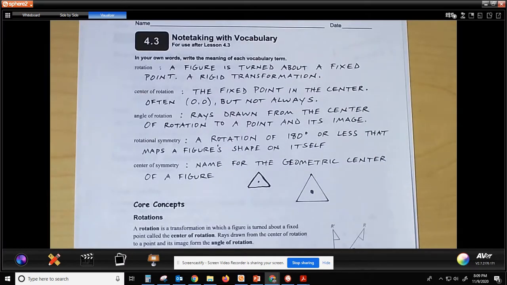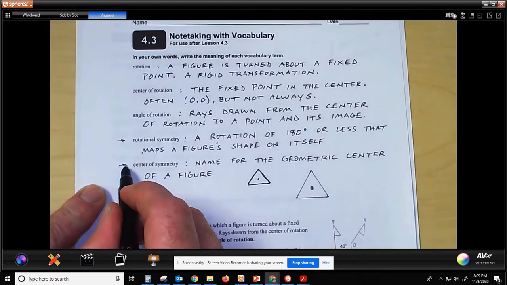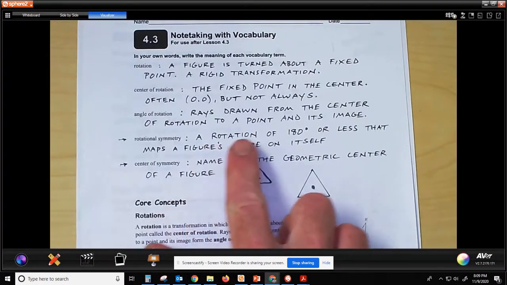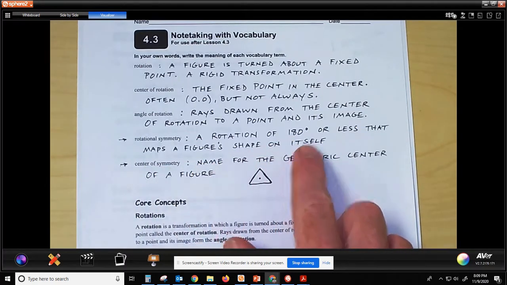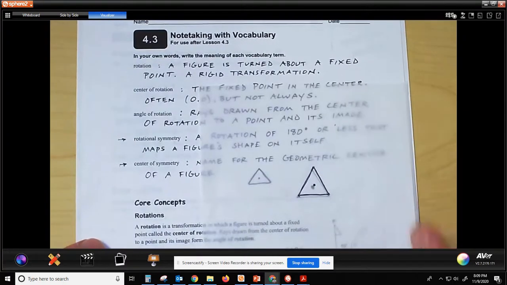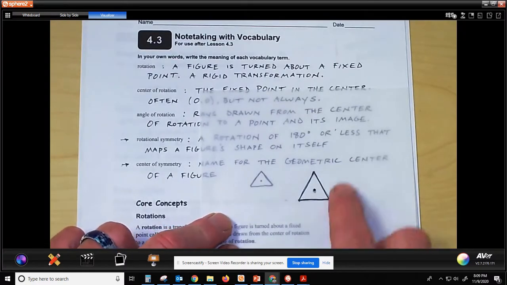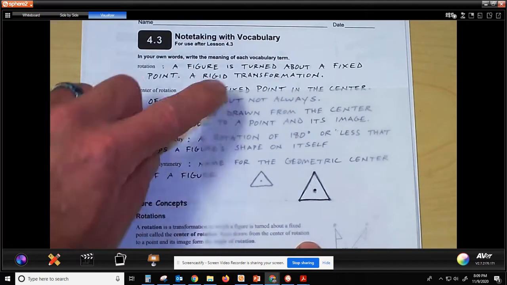Okay, these last 2 definitions here, and the arrows, let me try to demonstrate a little bit about rotational symmetry. Here again is that definition: a rotation of 180 degrees or less that maps a figure shape on itself. Okay, so I'm using another transparent piece of paper to illustrate an equilateral triangle. All sides are the same. This one does have rotational symmetry. I'm going to rotate it here.